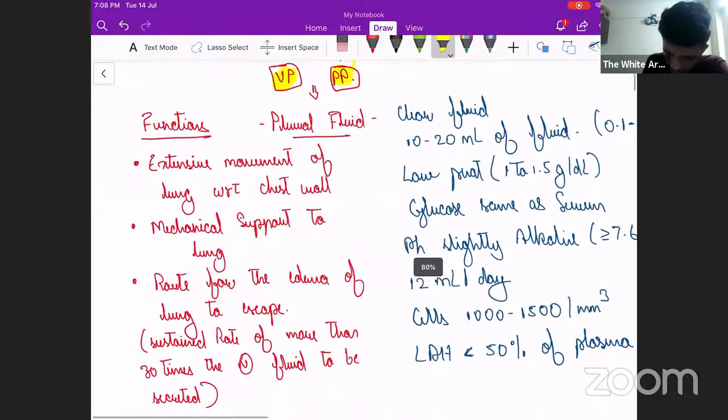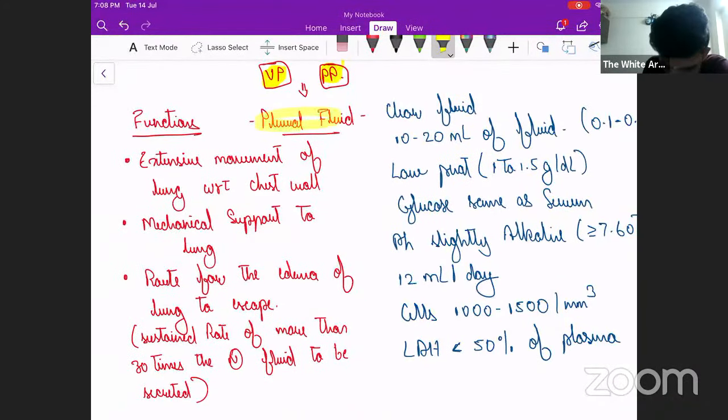Coming to pleural fluid. Why is it necessary? What is the function? One, since there will be fluid, as compared to the lungs directly pressing over the chest wall, if there is fluid, it allows greater range of movement. So extensive movement with respect to the chest wall for the lungs. So lungs can expand and relax more extensively due to the presence of this pleural fluid. So it reduces the friction.